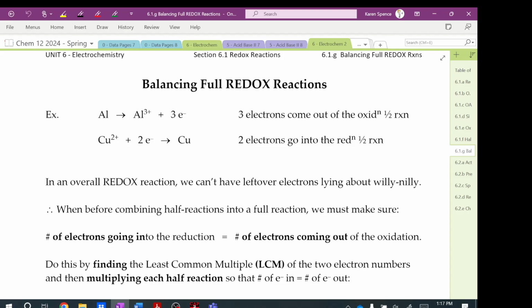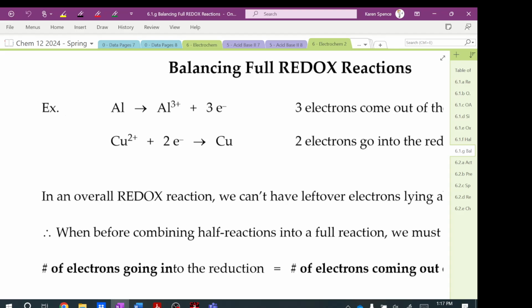Anyway, so balancing full redox reactions. Here we have two half reactions. Yes, we have a half reaction and we have a half reaction. How do you imagine that we can take two half reactions and make a whole reaction? What do you do with two halves to make a whole? You add them together, yes? So that's what we're going to do.